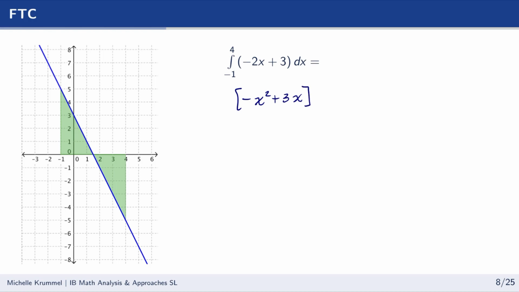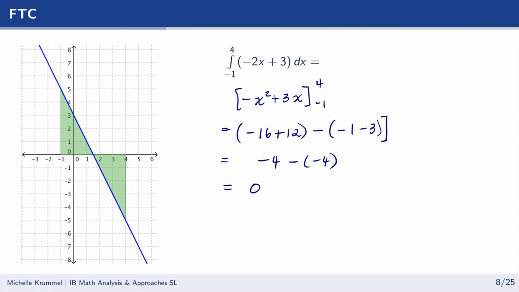Let's go ahead and evaluate it using the fundamental theorem of calculus. So we'll sub in 4, the upper limit of integration, get negative 16 plus 12. Minus, now we're going to sub in negative 1, so minus negative 1 squared is 1, plus 3 times negative 1 is negative 3. Simplify, we get negative 4 minus negative 4, which is negative 4 plus 4, which is 0.